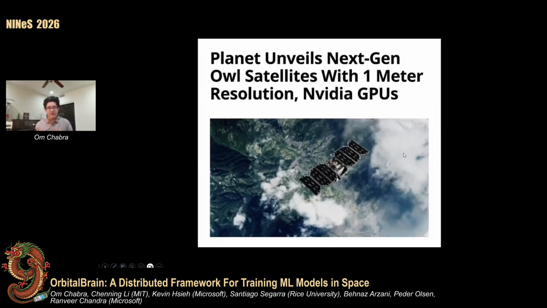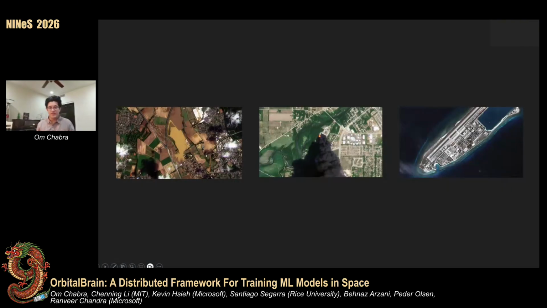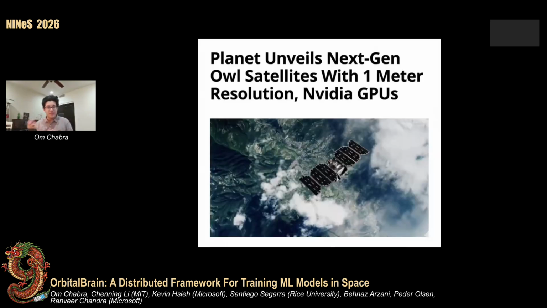As we've seen over the last few years, the resolution quality of satellite imagery has gotten extremely precise. This imagery has been used for numerous applications ranging from forest fire detection to flood detection to even just agricultural monitoring. And as time goes on, this resolution continues to increase. For instance, on Planet's newest satellite class, they're aiming for 1 meter resolution. And these satellites are starting to become equipped with powerful GPUs like NVIDIA's GPUs.